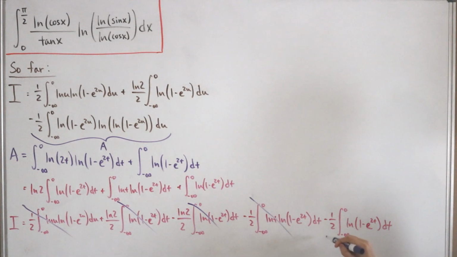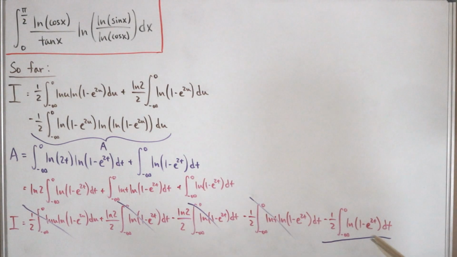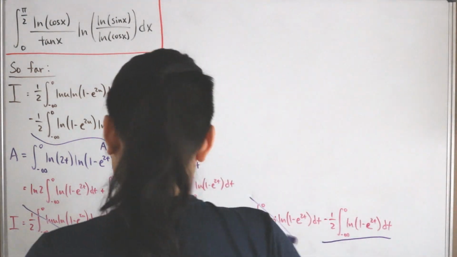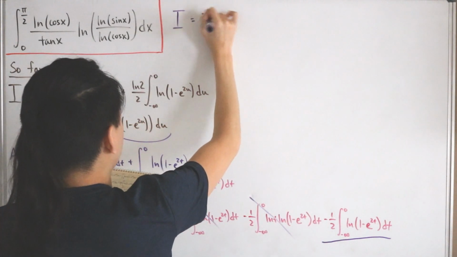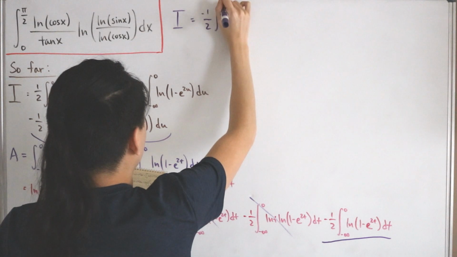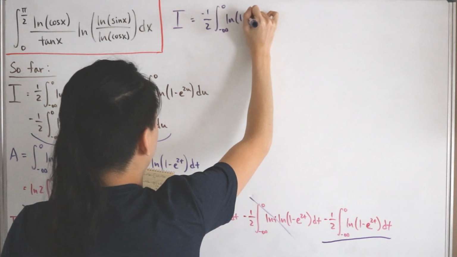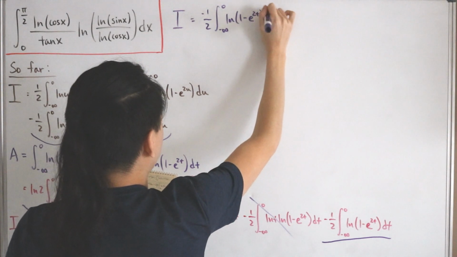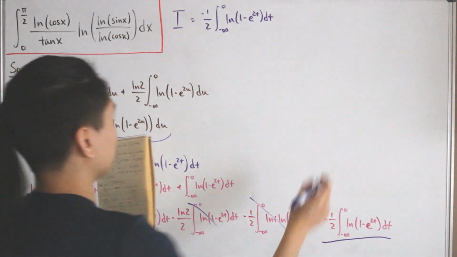So we're actually just left with the negative 1/2 times the integral from negative infinity to 0 of ln of 1 minus e to the power t. Okay, so that actually makes things a lot easier to simplify down even further. So negative 1/2, then integral from 0 to negative infinity of ln of 1 subtract e to the power 2t, and then dt. Okay, so now let's continue forward by performing another u-substitution.